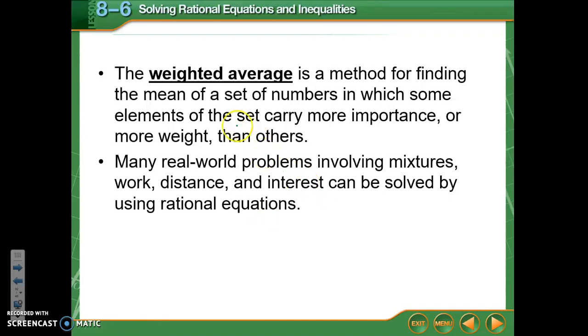All right, like I said last time, we're splitting section 6 into two parts. Today we're talking about the second part, which is going to be applying rational equations and inequalities to different real-life situations. And to do that, at least for some of the problems, we'll use something called a weighted average. A weighted average is basically a way of finding the mean or the average of a set of numbers, where some elements of that set carry more importance or more weight.